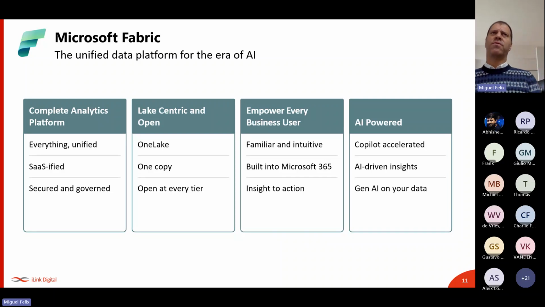This means that you don't have to go to different experiences, to different options, to have this secured. So when people enter, everything is set up in the same way for all the platforms. Then the lake-centric one that we already discussed in the previous slide. OneLake is the base of the data storage, and it's open to every tier inside Fabric.